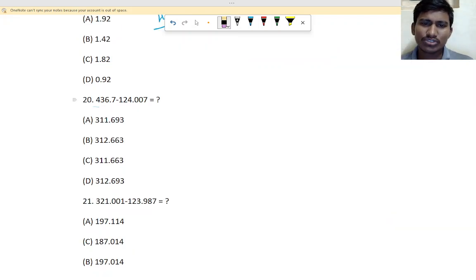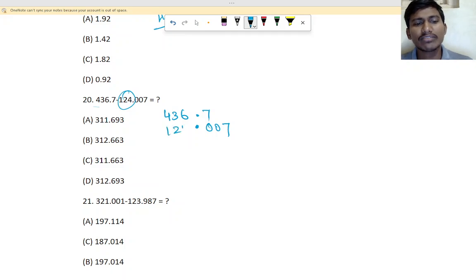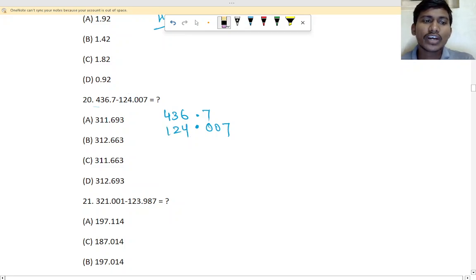In the 20th question you just have to subtract, right? So how? You write the first number first: 436.7. Then you have to write the second number. Before writing that, we have to match the point. After the point, what is there? 007. And before the point? 124. I told you, if there is nothing, you have to take zeros.